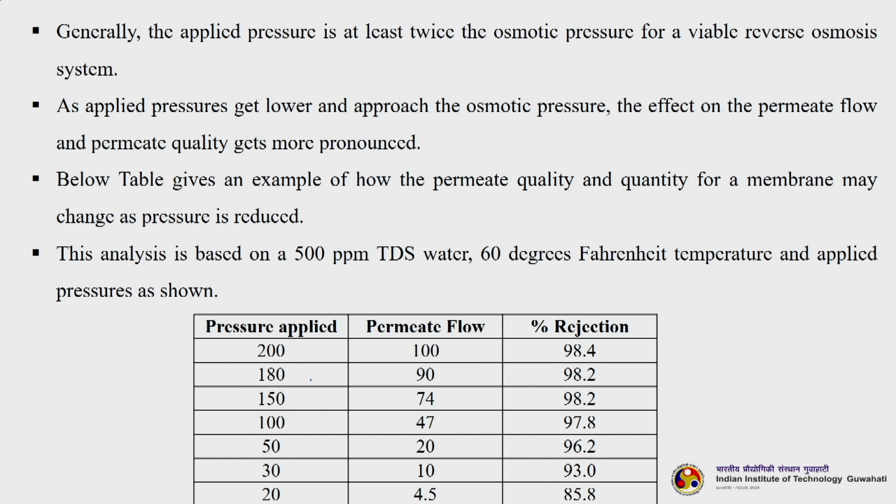As the pressure decreased, the permeate flow as well as the percentage rejection decrease. So, when we move from the lower to the higher side pressure, your permeate flow increases as well as your percentage rejection also increases.